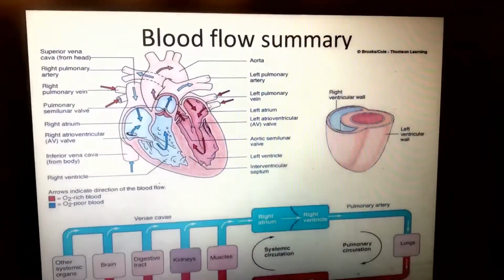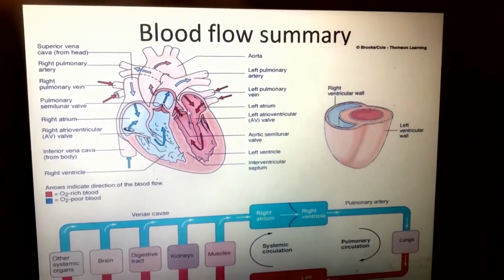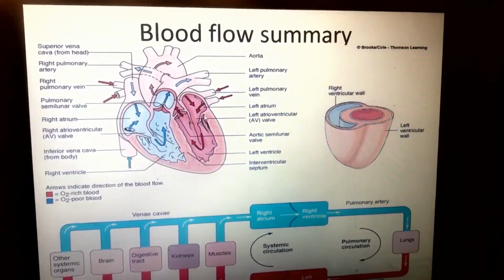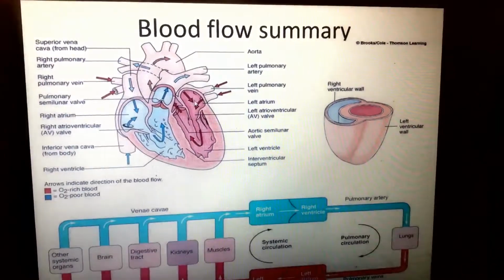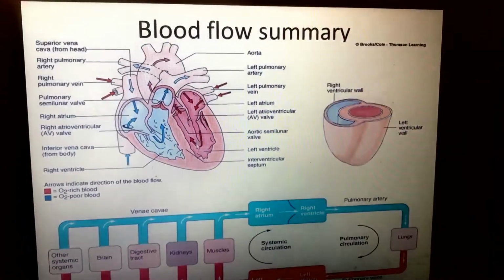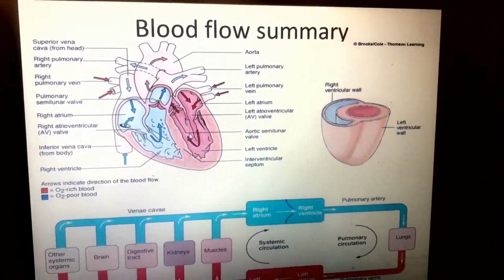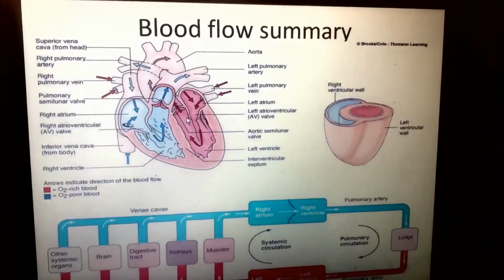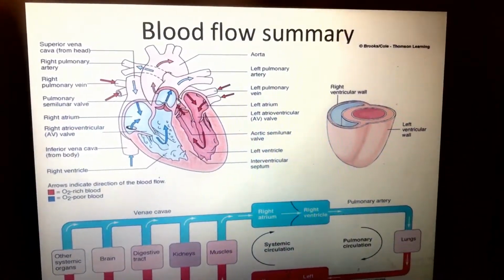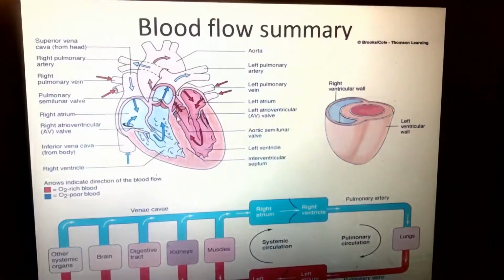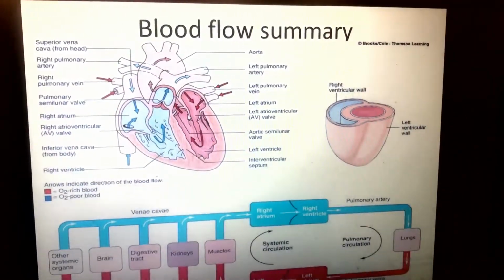When oxygenated blood arrives in the left atrium, here we also have the mitral valve. The mitral valve will open now to allow the blood to enter into the left ventricle. And when the left ventricle contracts, here we have another valve. This is the aortic valve. The aortic valve will now open and allow the blood to flow into the aorta.